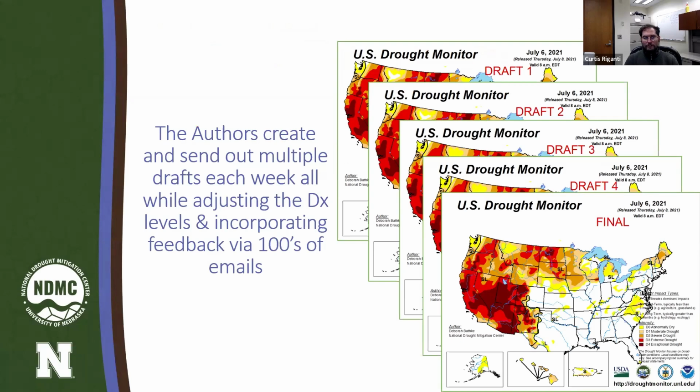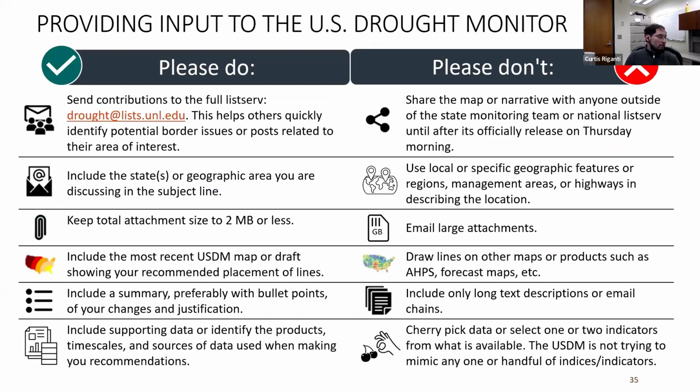So when we're going through the process again, as authors, we're sending out multiple drafts and adjusting the drought levels, severity, and impact lines on each of the drafts, and taking feedback from people on a state and local level and adjusting each draft accordingly. So for those of you who are contributors on this list, or who would like to be contributors, I want to run through a list of what we want you to do and maybe not want you to do in doing this. And we really appreciate anyone who does submit suggestions each week. It is really helpful for us.